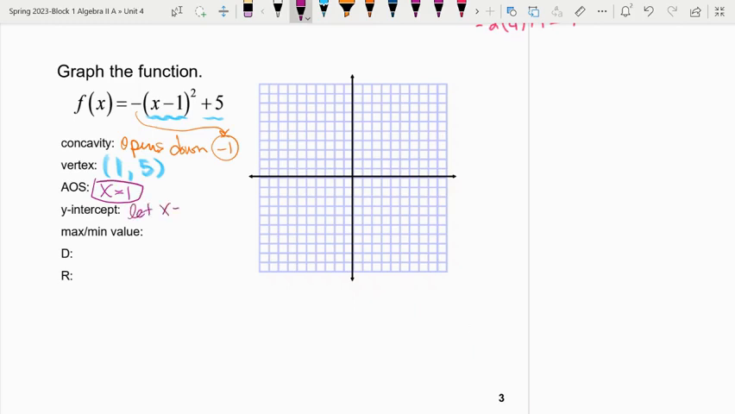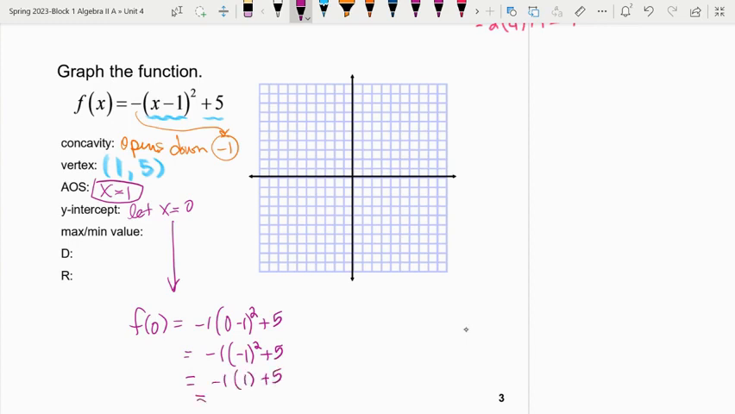Y-intercept, we need to let x equal 0 and solve for y. So f of 0 equals negative 1 times (0 minus 1) quantity squared plus 5. So negative 1 times negative 1 quantity squared plus 5. So negative 1 times 1 plus 5. I get negative 1 plus 5, which is 4. So f of 0 is 4. So my y-intercept is (0, 4).